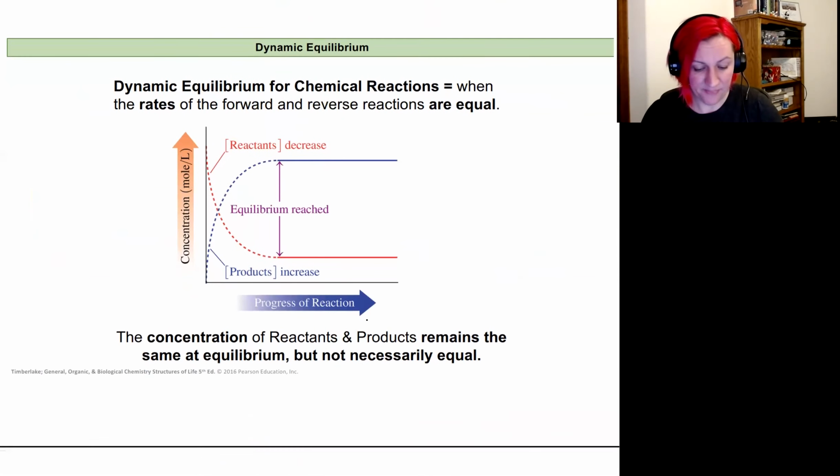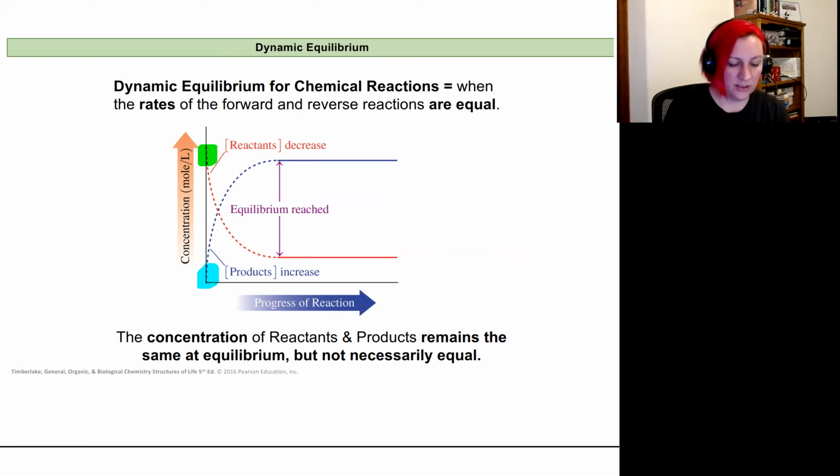Here's a graphical representation of this. What we're looking at is the concentration versus the progress of the reaction, and we're seeing the rate change, right? So we start with no products at all, and we start with lots of reactants, and that concentration decreases over time. And with that, so does the rate of the reaction.